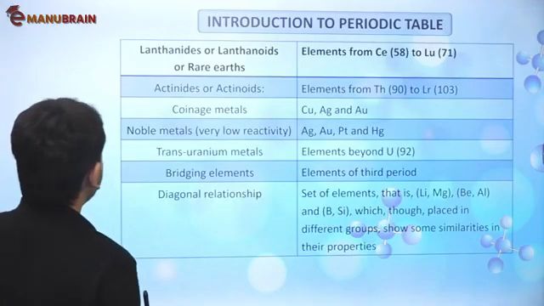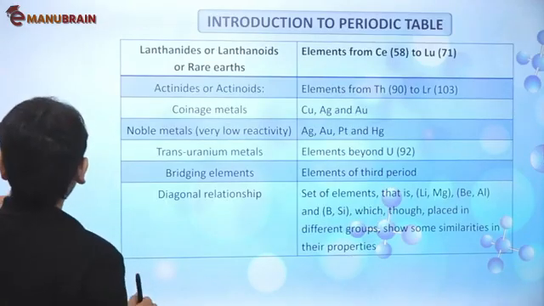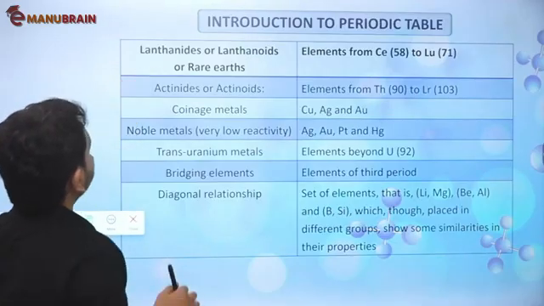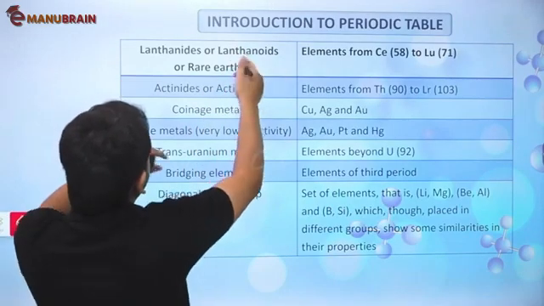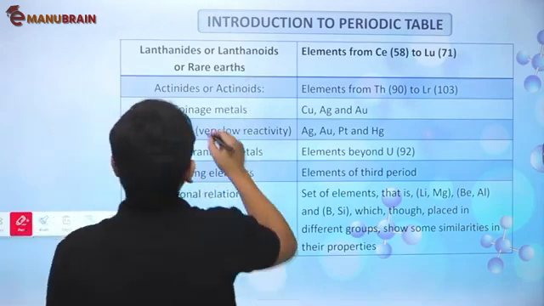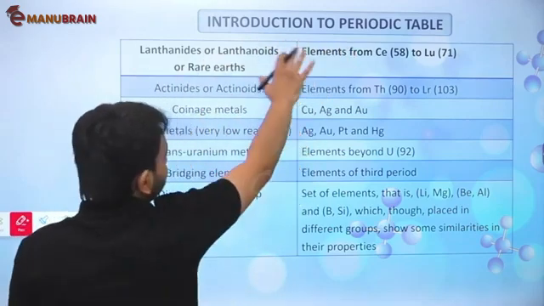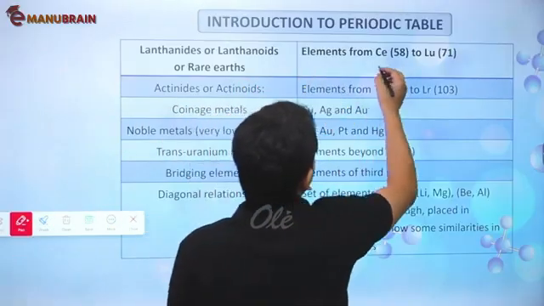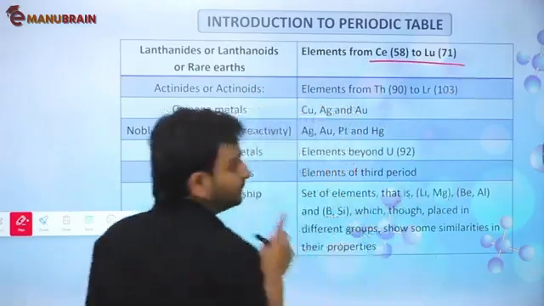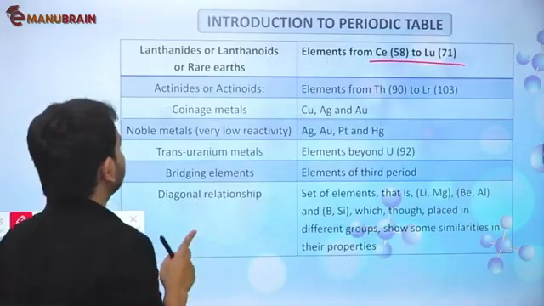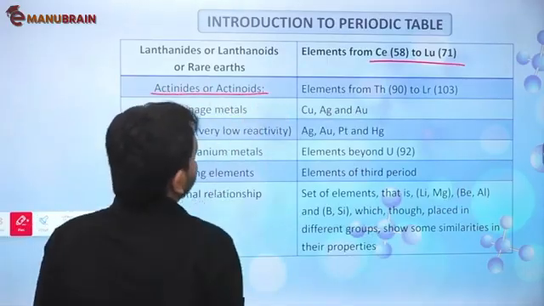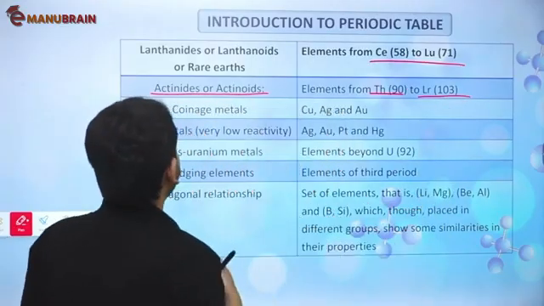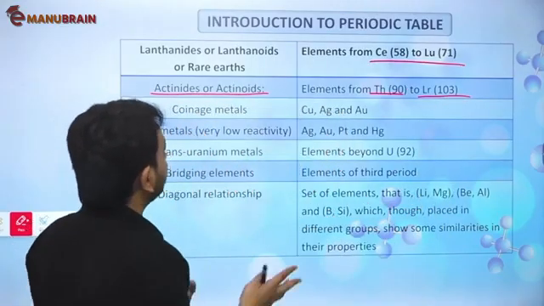I'll move on. Next up, what I'll talk about is lanthanides or actinides, right? Lanthanides or lanthanoids or rare earths. This is not the heading, guys. This is bolded, but it's not the heading. These are elements from cerium to lutetium, right? Not from lanthanum, right? I told you about this before. Then it's actinides, right? Actinides are from thorium to lawrencium, right? Even in this, actinium is not included, right? Thorium to lawrencium, guys, right?